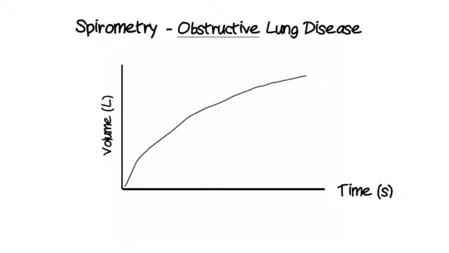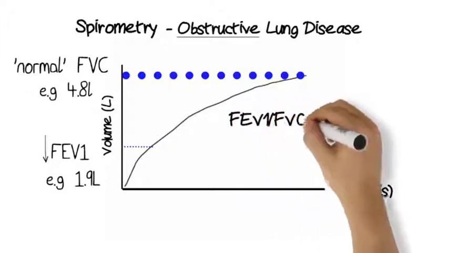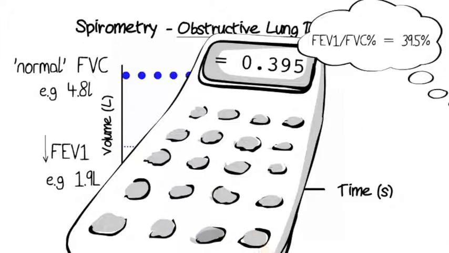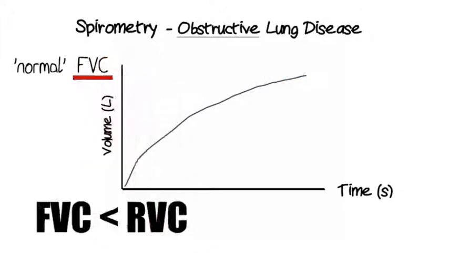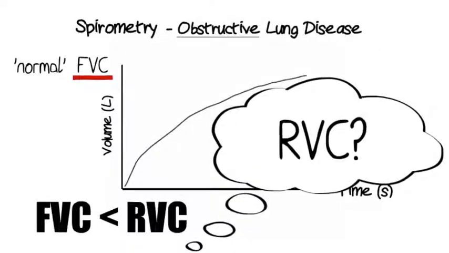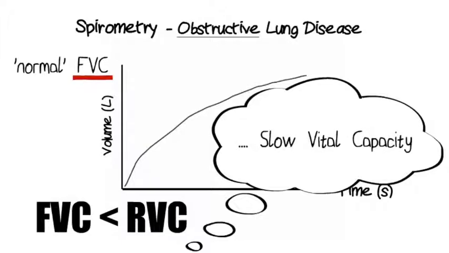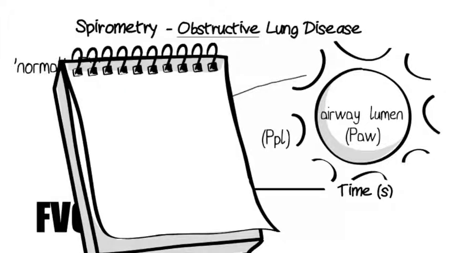As you can see in this subject, whilst the FVC is relatively normal, the FEV1 is reduced, which of course brings down the FEV1 to FVC ratio. Even if the FVC drops due to air trapping, the FEV1 to FVC ratio will still be abnormally low. In subjects with airflow obstruction, it's expected that the FVC will be less than the RVC. Physiologically, this is due to greater pressures compressing the floppy airways during a forceful expiration, or in other words, excessively reduced transmural pressures causing airway collapse.